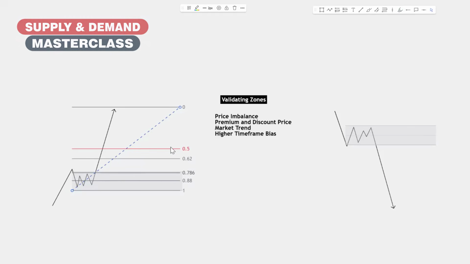Why are you buying from the discount area? The discount area, just like it sounds, is a discount pricing zone where price is very cheap. So once price pulls inside the range, below the 0.5 level, you can look to start buying from there.